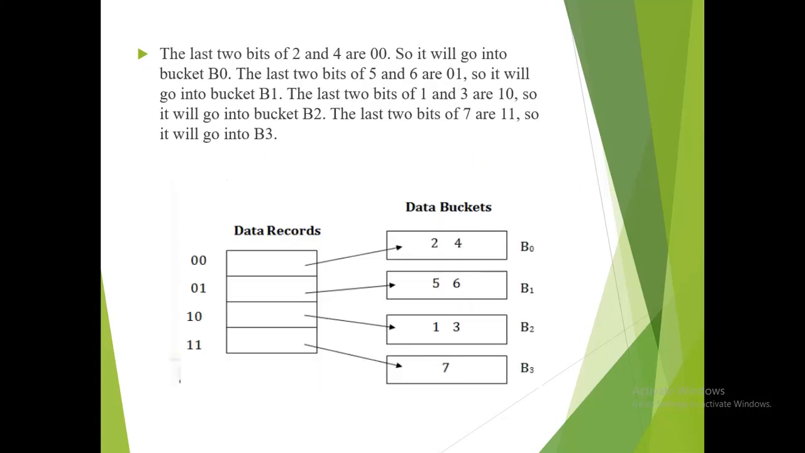The last 2 bits of 2 and 4 are 00, so they will be put into bucket B0. The last 2 bits of 5 and 6 are 01, so they will go into bucket B1. The last 2 bits of 1 and 3 are 10, so they will go into bucket B2. The last 2 bits of 7 are 11, so it will go into B3.